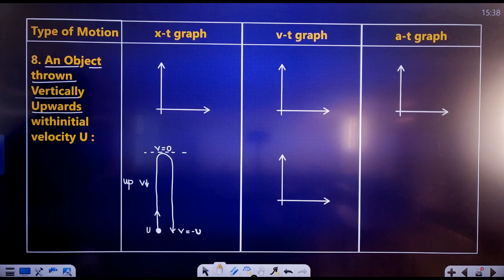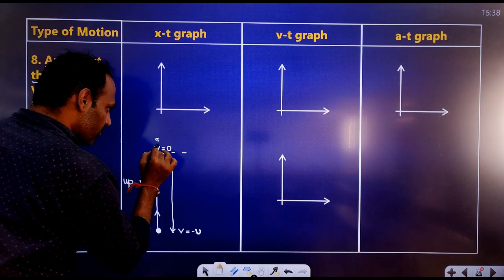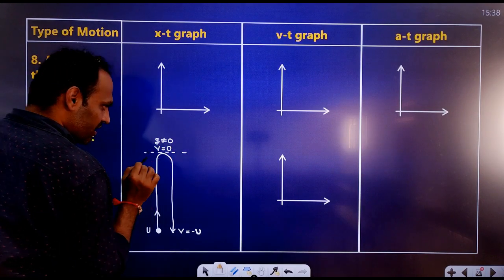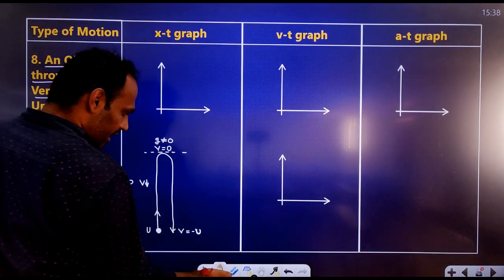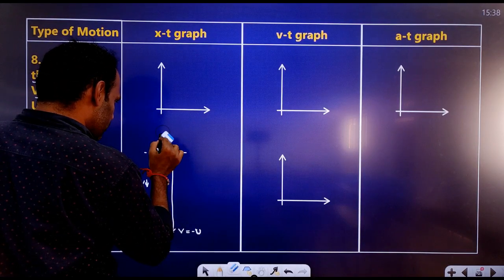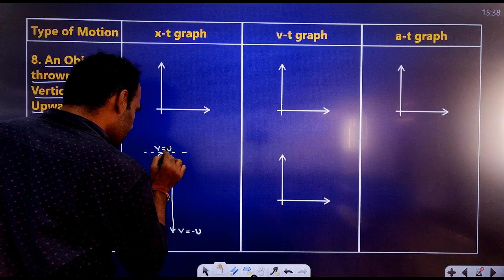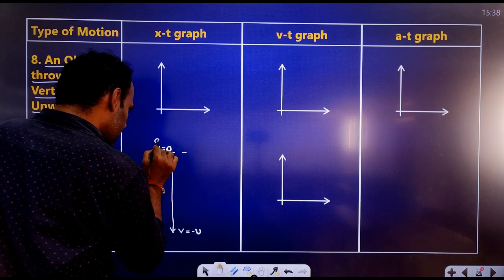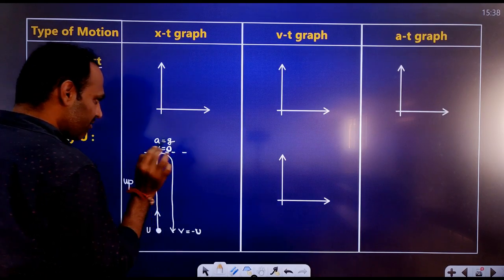But acceleration will not be 0. Velocity becomes 0, but acceleration does not become 0. Acceleration will be there, and it will be equal to g. So at the highest point also, the acceleration will be equal to g. It will not be equal to 0.